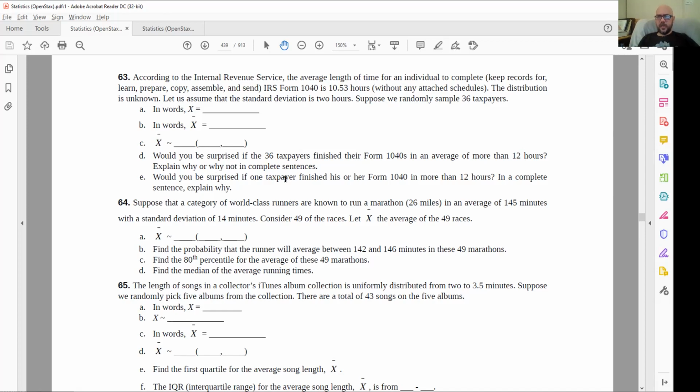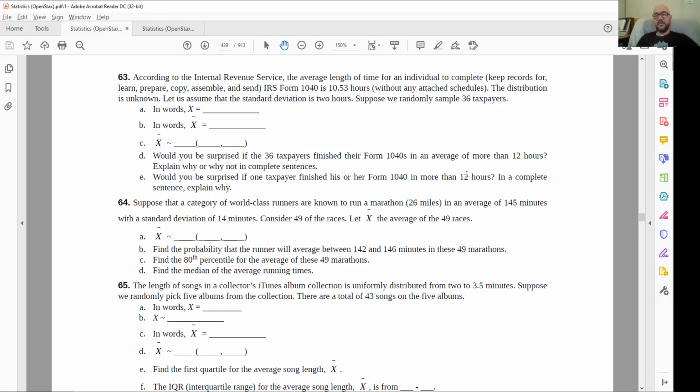Same question, but 1 taxpayer. So now we're using a standard deviation of 2 hours. I wouldn't be that surprised here, because if it was 2 hours above the mean, that would be 12.53 hours. This isn't even that far, and so this is less than 1 standard deviation above the mean. So I wouldn't be particularly surprised. This is probably about 20% likely, something like that. Not the majority, but certainly it's going to happen plenty.